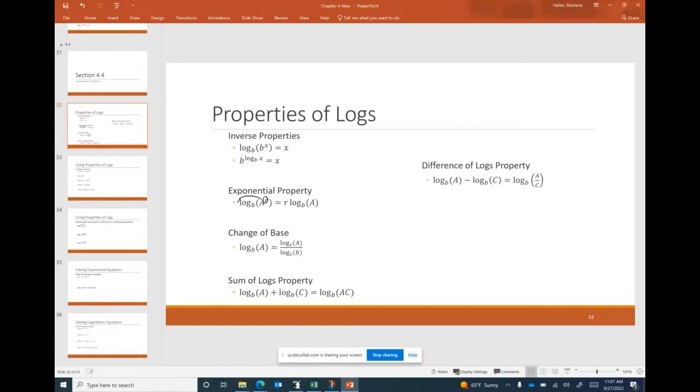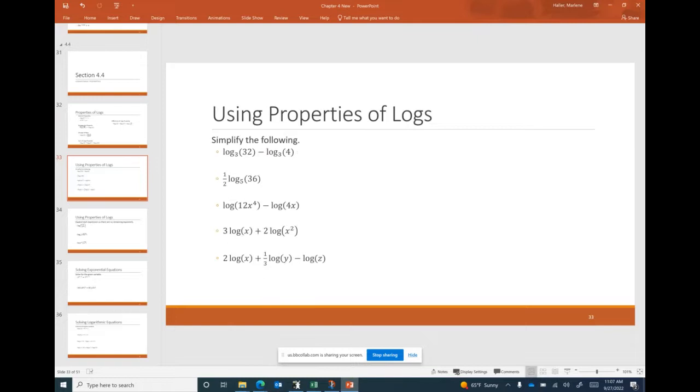All right, let's look at some examples where we would need to use the properties of logarithms. These examples say to simplify, or sometimes you may see that specified evaluate, right? So if we're going to simplify log base 3 of 32 minus log base 3 of 4, probably the first step we want to take here is to combine those two logarithms by using the difference to quotient property, right?